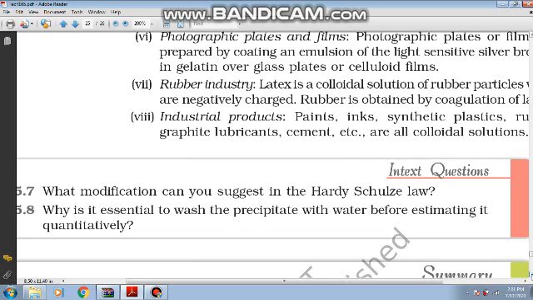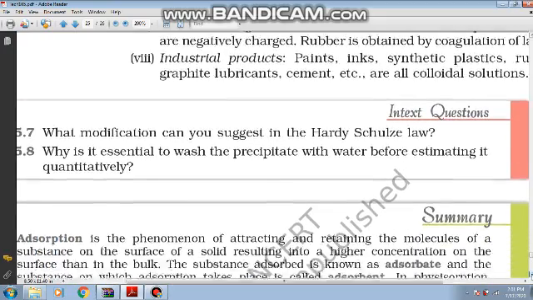So, what are the two reasons? Number one, to remove the adsorbed particles from the surface of the precipitate, which will affect the weight of the precipitate. And number two, also to wash out the remaining amounts of electrolytes, which will break down the precipitate into colloidal particles, and thereby they will be left behind in the filtrate and will affect the weight of the precipitate, and therefore the readings of the experiment will have a large error.